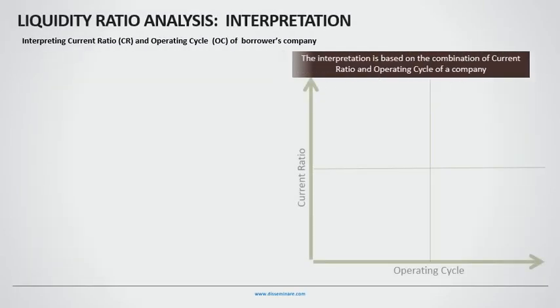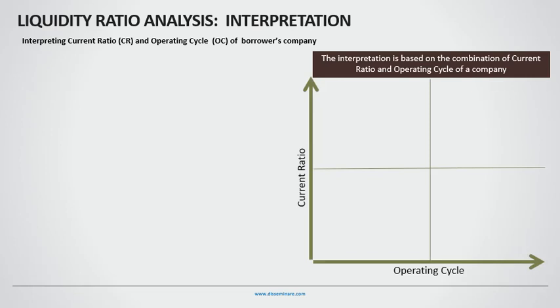We shall look at the method of interpreting current ratio, CR, and operating cycle, OC, of borrower's company, from a banker's perspective. Please refer to the current ratio and operating cycle grid shown. The x-axis consists of the operating cycle figure in months and is segregated into low and high, as shown. The low and high figures shall be determined by the banker by comparing the operating cycle of the company being assessed with the industry standard figures.